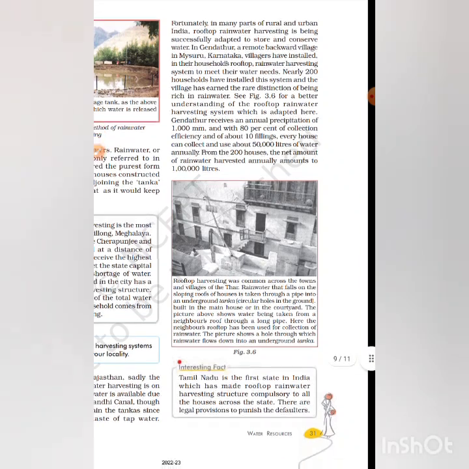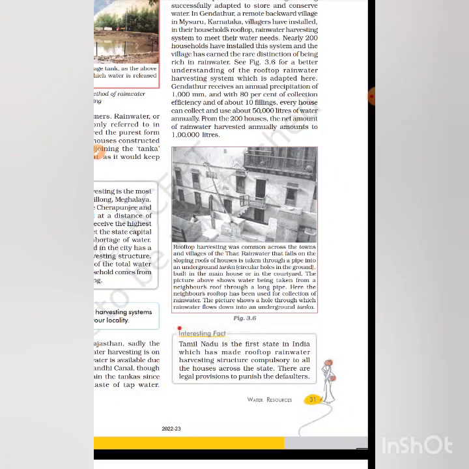Let's see, this figure 3.6 of rooftop harvesting is common across the towns and villages of the Thar. Rainwater that falls on the sloping roofs of houses is taken through a pipe into underground tanks, circular holes in the ground built in the main house or in the courtyard. The picture above shows water being taken from the neighbor's roof through a long pipe. Here, the neighbor's rooftop has been used for collection of rainwater. The picture shows a hole through which rainwater flows down into an underground tanka.